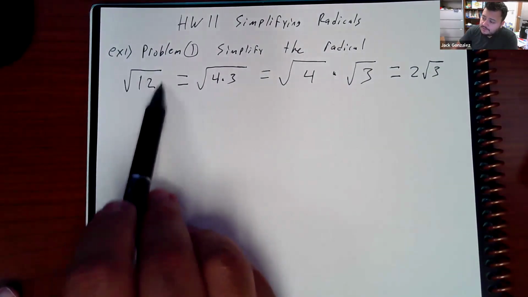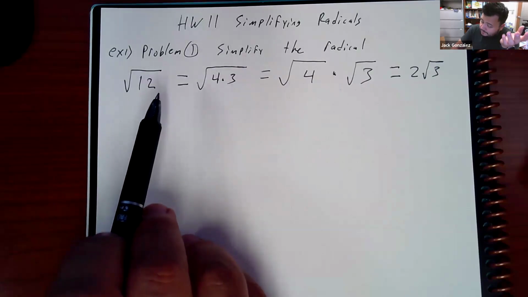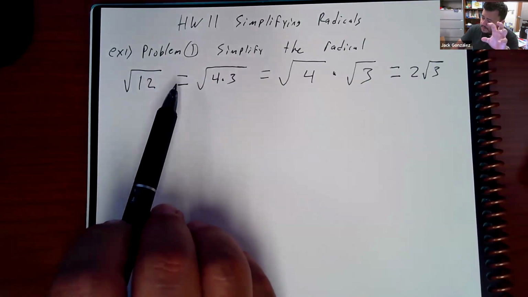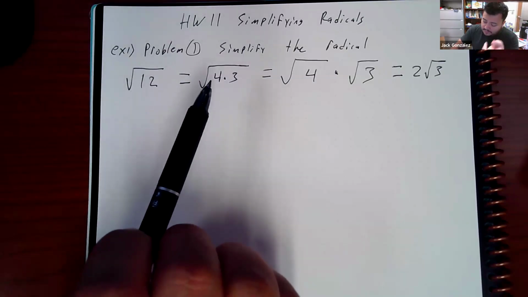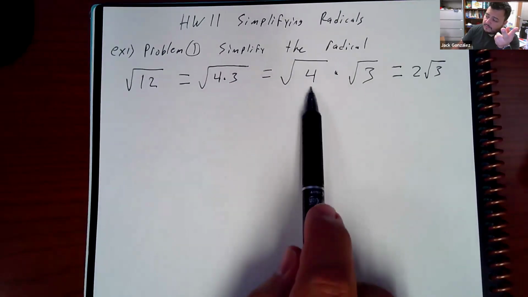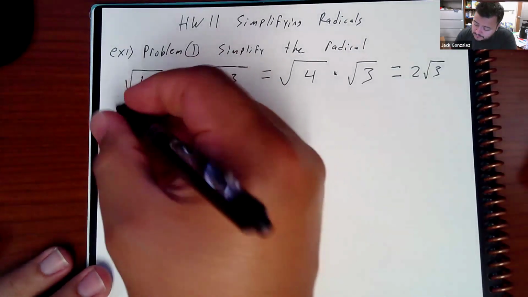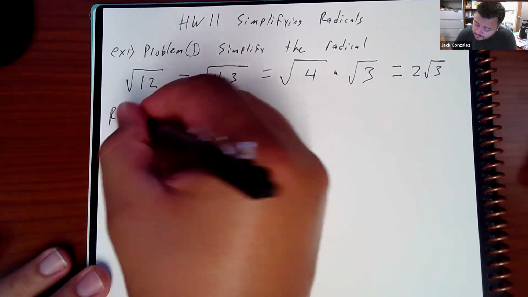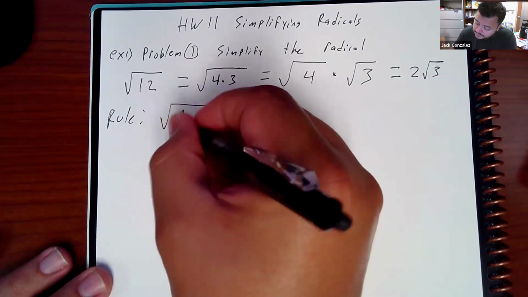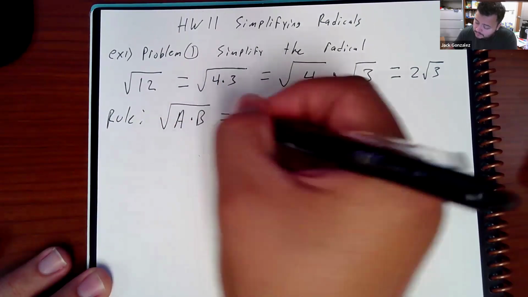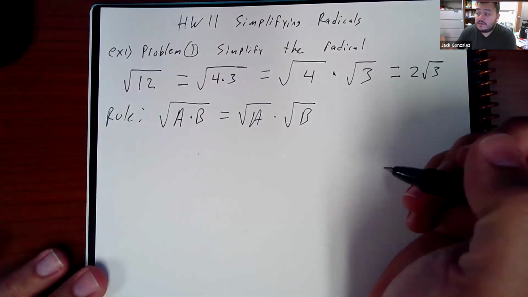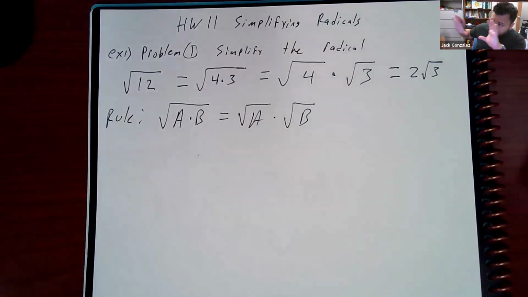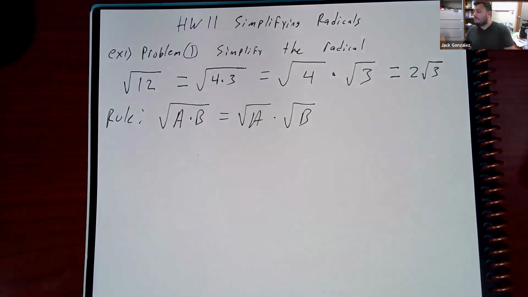You're looking at whatever's in here. It doesn't have to be a number, as long as it's a square, either a variable or a number, then you can separate it. So the rule that I'm using is this. If you multiply two things, you can always separate them. You cannot separate addition. You can only separate products. Okay.